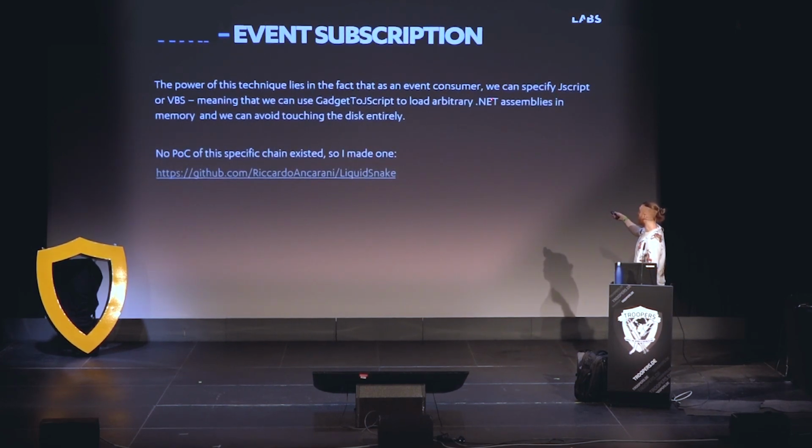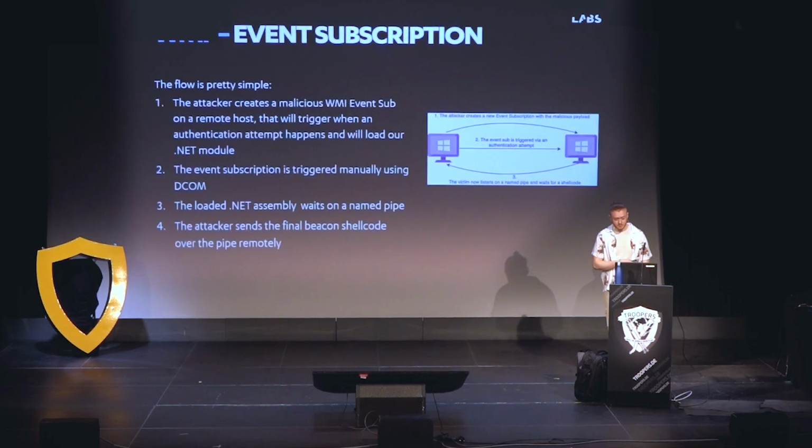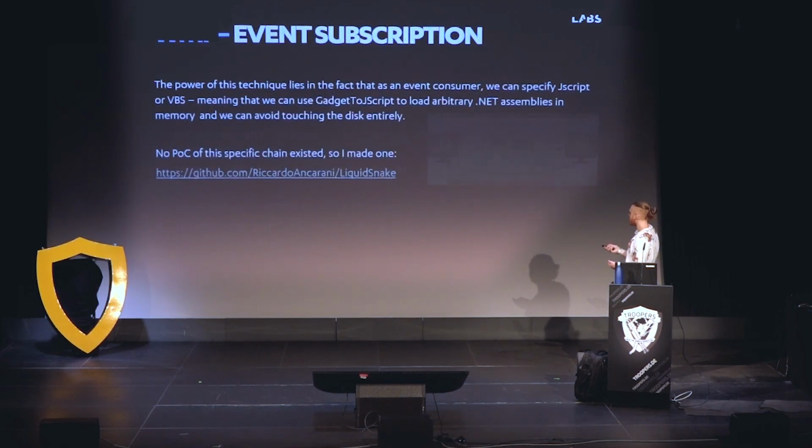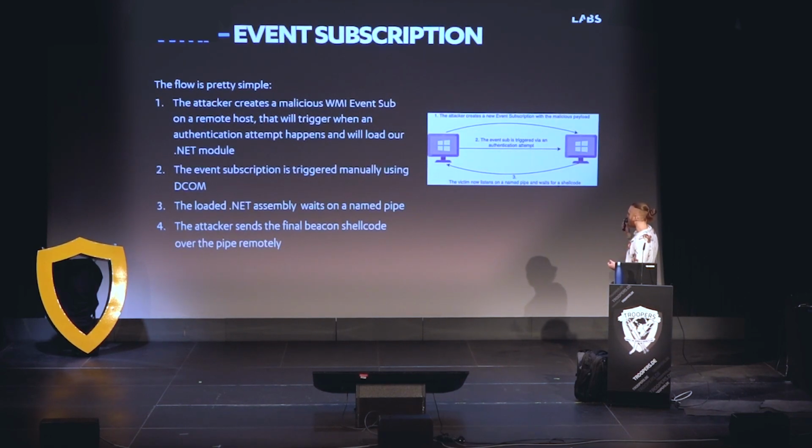And eventually, your .NET assembly will load some shellcode in memory, and again, Cobalt Strike or whatever. This is the flow of the whole attack. Basically, on the WMI query that we use to trigger the event, we just look for new authentication events. And so we just create the subscription, log in on the remote host again via another method, DCOM in this case, and then our .NET assembly will be loaded in memory.